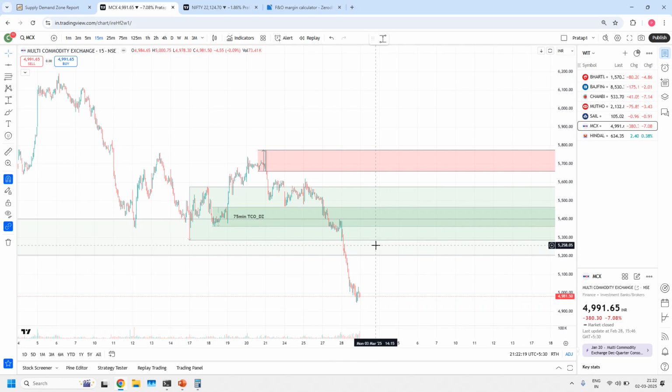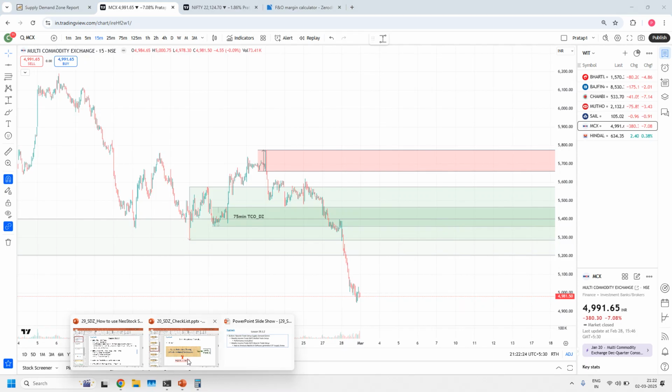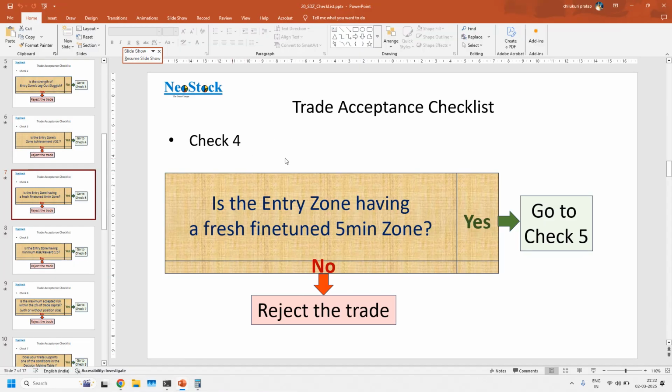This is what happened to all the three zones, MCX, SAIL, and Muthoot Finance. And that's why, in the checklist items I mentioned, we all should look for the entry zone having a fresh fine-tuned 5-minute zone. Why are we looking for it in the swing trades? Not for taking the trade at the fine-tuned 5 minutes. We take trades before itself. At 15 minutes level zones itself, we will take trades if you want to minimize the risk. We don't go up to 5 minutes fine-tuned because many times we miss the trades.